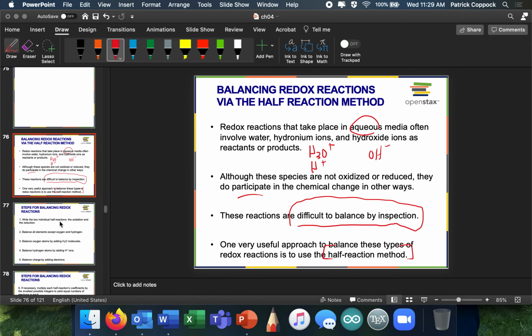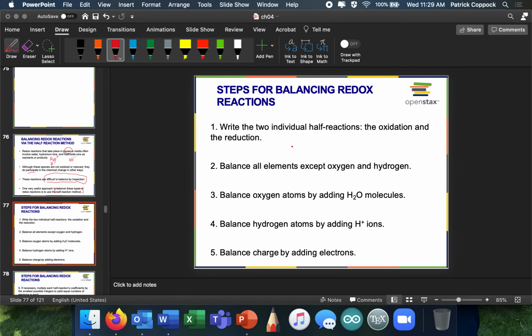And so here's what the half reaction method looks like. First of all, we write the two individual half reactions. I'm going to go through all these steps with you, then I'm going to demonstrate them, then I'm going to go back through them one more time, all in this video, so it's going to be a little bit of a long video. So first of all, we write the two individual half reactions, the oxidation and the reduction. Then, watch this, we balance all elements except oxygen and hydrogen. Then we balance all oxygen atoms by adding H2O to whichever side is necessary.